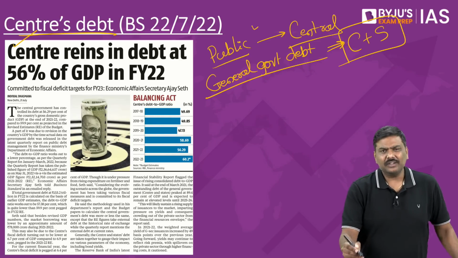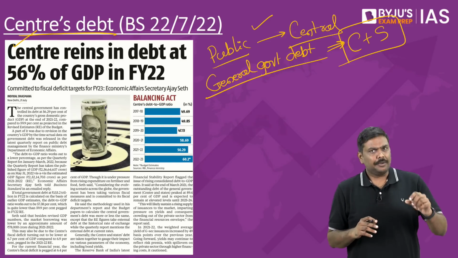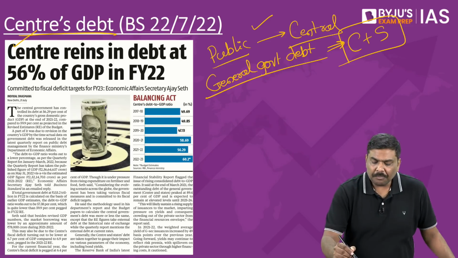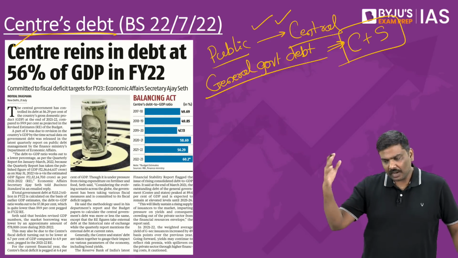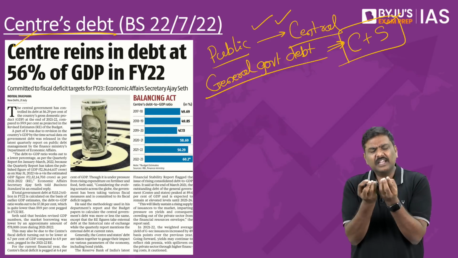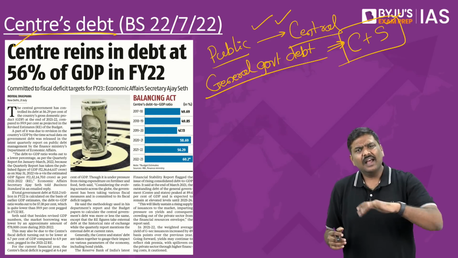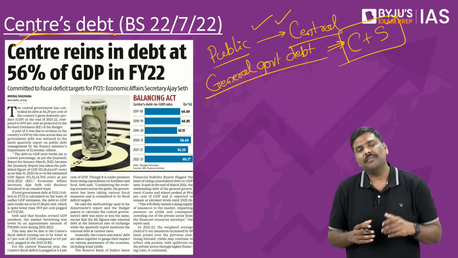Now, what is the point? What are the important points here? Because of the pandemic, the borrowings of the central government and the state governments, both of them have increased. It is pretty much evident when you look at the fiscal deficit of the states and the fiscal deficit of the central government.